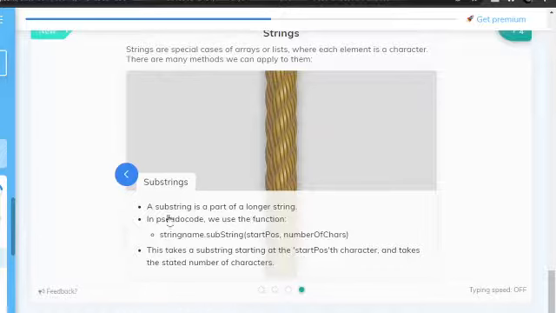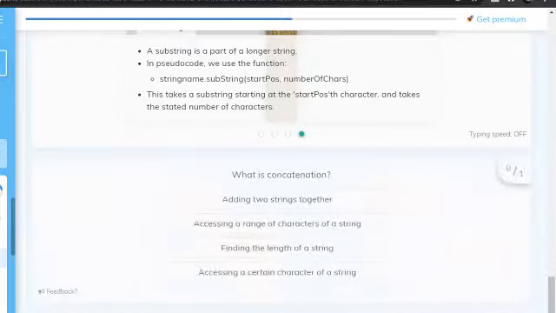And substrings. A substring is a part of a longer string. In pseudocode, you can write substring, start position, number of characters. This takes a substring starting at the start position and takes the stated number of characters. So it looks at the string and only takes the first however many characters are there. So what is concatenation? That's adding two strings together.